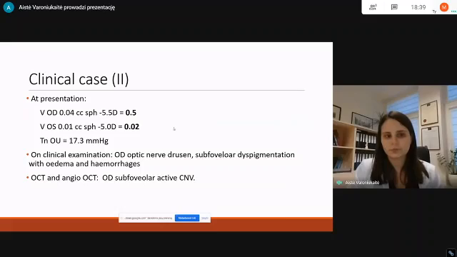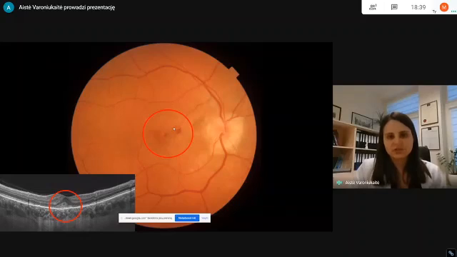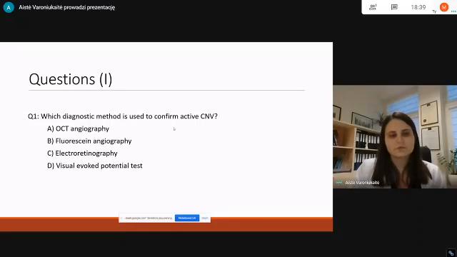with normal intraocular pressure. On clinical examination, we found in the right eye optic nerve drusen, subfoveal dyspigmentation with edema and hemorrhages, and in the optical coherence tomography, we saw active choroidal neovascularization. So the first short question for you would sound like this. Which diagnostic method is used to confirm active choroidal neovascularization?